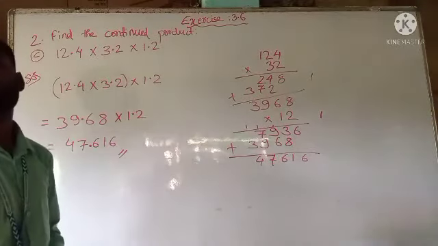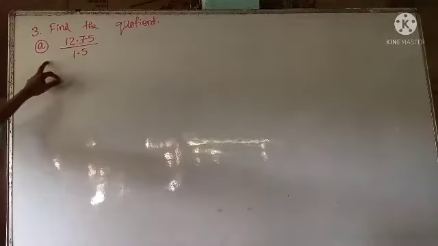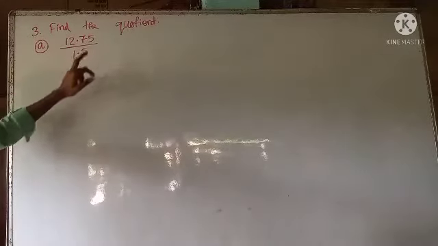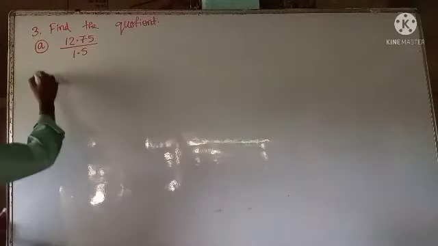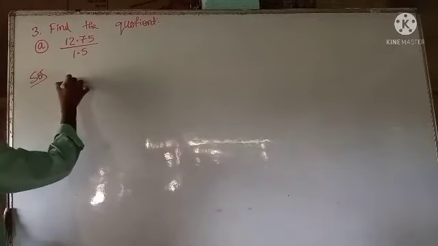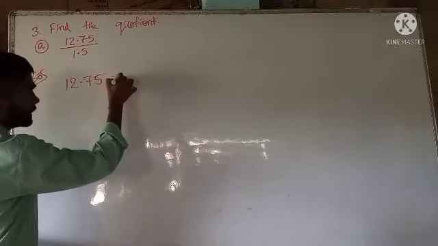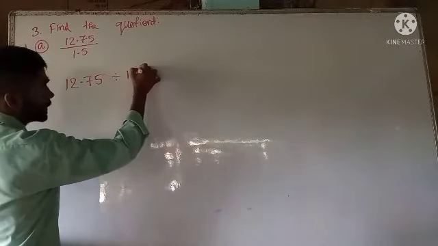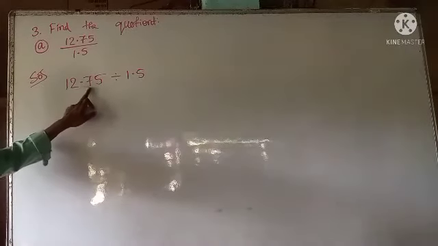So let me show you now question number 3. Question number 3 here, find the quotient. Option A, 12.75 divided by 1.5. So this we can write in this form, that is 12.75 divided by 1.5.